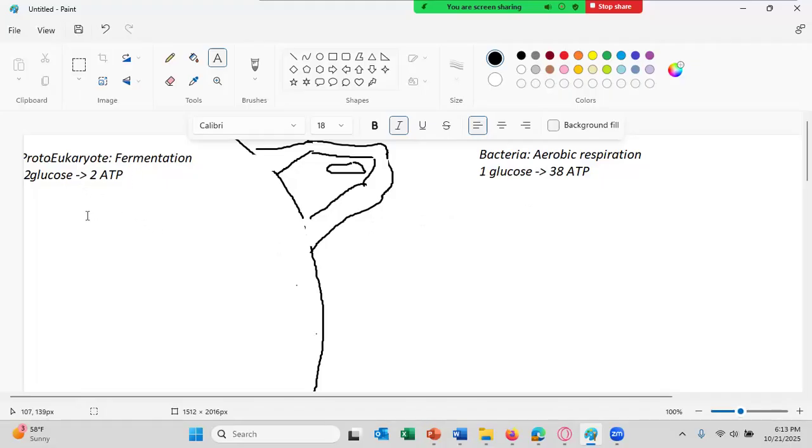And then the proto-eukaryote was a bit confused and said, that should be 1. Glucose makes 2 ATP. Sorry, let me erase that again. You should correct me when I make a mistake like that. I think I'm going to just erase this whole thing. Oh, that's good enough.